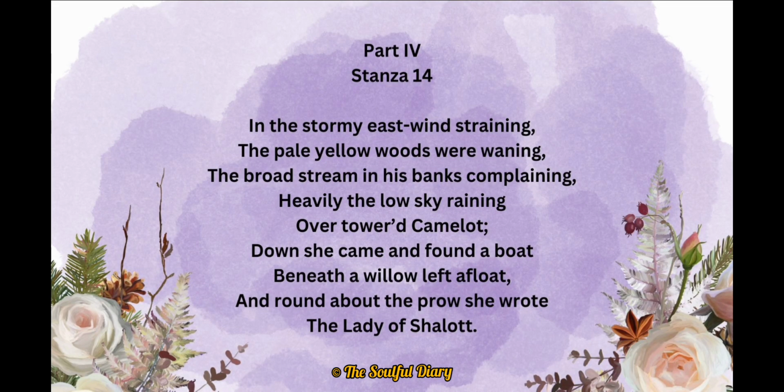Part 4, stanza 14. In the stormy east winds raining, the pale yellow woods were waning, the broad stream in his banks complaining, heavily the low sky raining, over-towered Camelot. Down she came and found a boat beneath a willow left afloat, and round about the prow she wrote, the Lady of Shalott.